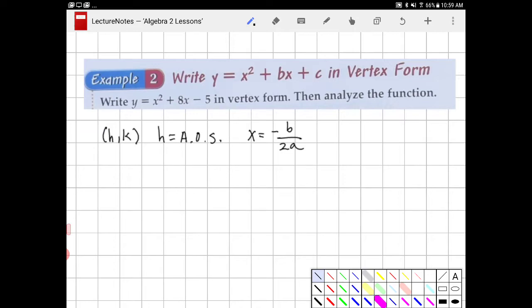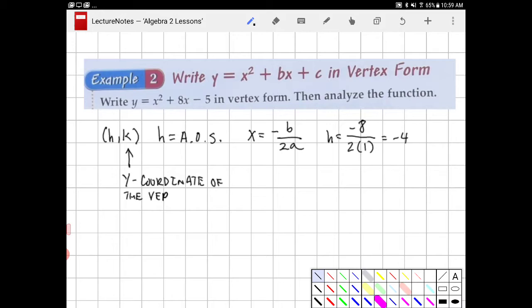So we can find out what that is. The axis of symmetry, or h in this case, is going to be negative 8 over 2 times 1, or negative 4. Now we've got to find out what k is. Well, k is the y-coordinate of the vertex.